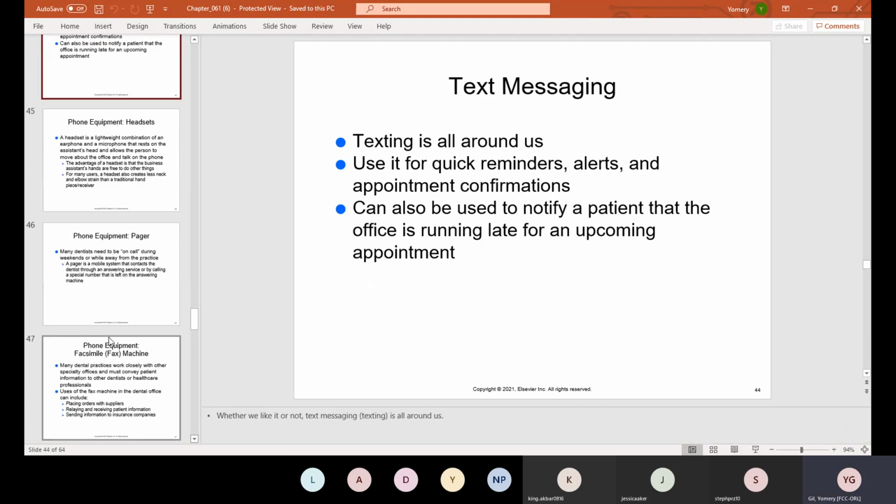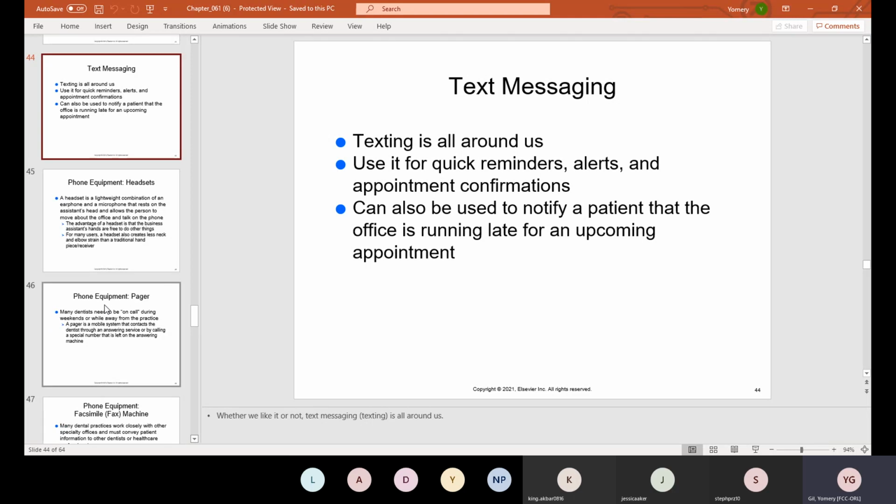Text messaging. Texting is all around us. Use it for quick reminders, alerts, and appointment confirmations. It can also be used to notify a patient that the office is running late for an upcoming appointment.